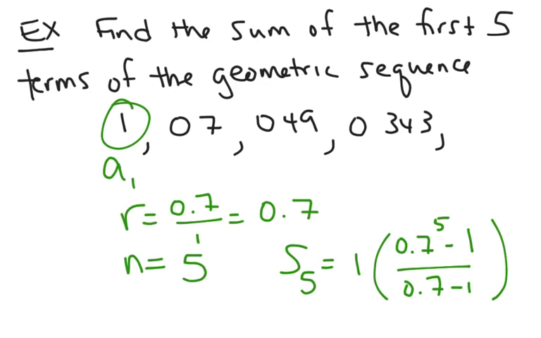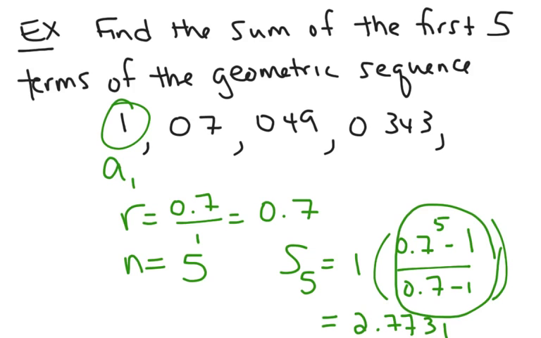Now the way that I would do this in my calculator is I would first evaluate what's between the parentheses. So do your numerator, divide it by your denominator, and then since a is 1 on the outside, when you multiply by 1, it doesn't really change the answer. And you should get 2.7731.